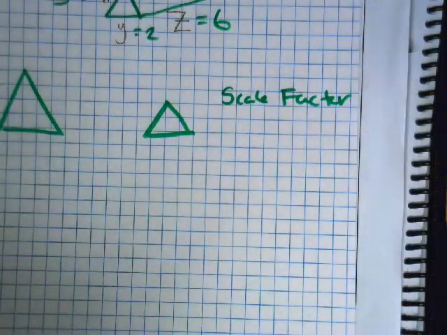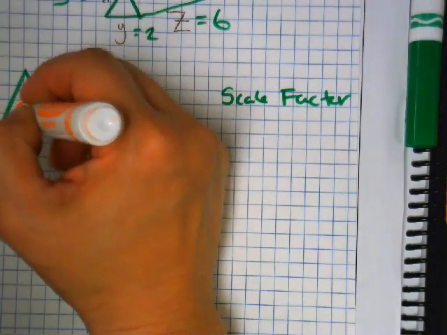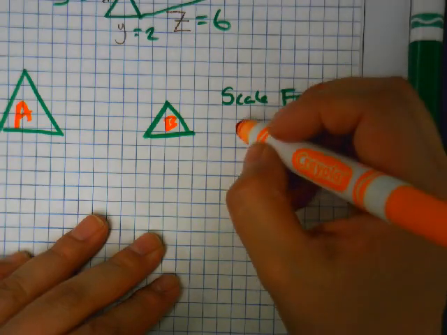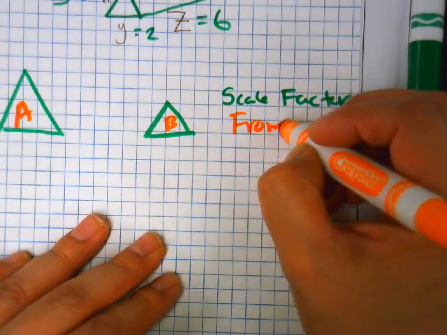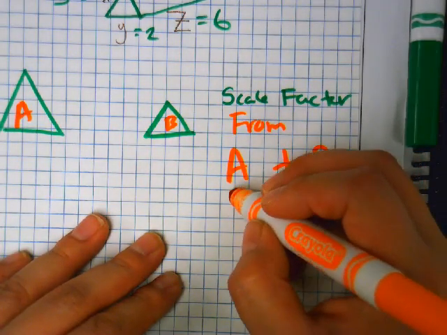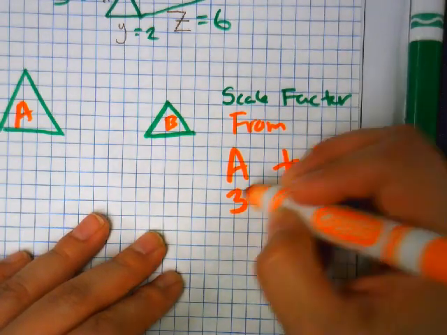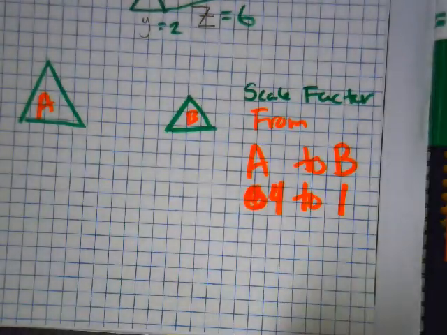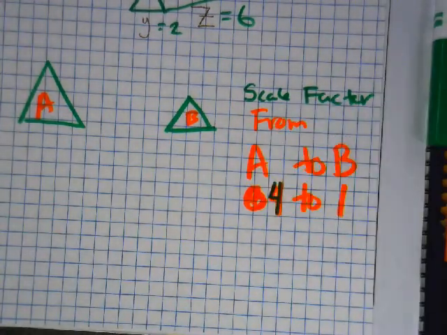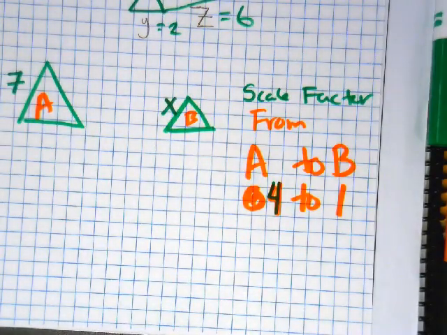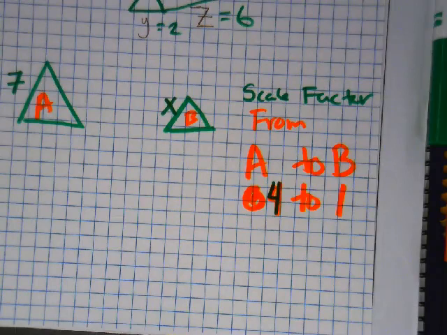Okay. I'm going to do it like your worksheet. I'm going to call this one A and this one B. Triangle A and triangle B. Scale factor from A to B is 4 to 1. And I say that this is 7 and this is X. Now, can you do the math real fast, real easy like the other ones?